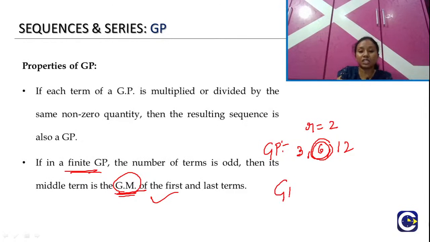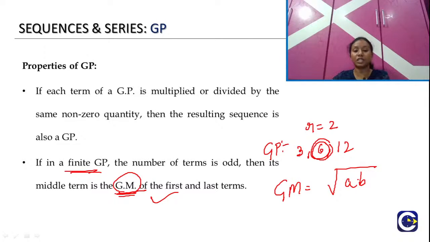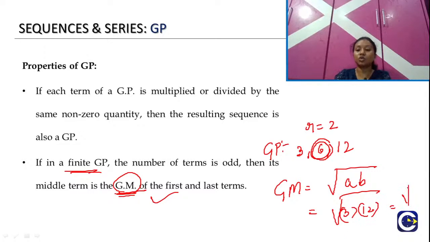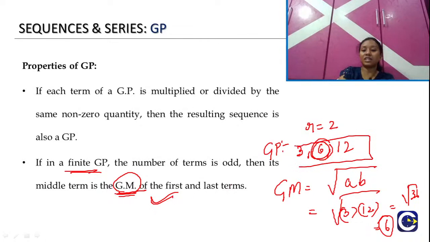So geometric mean here is nothing but root over AB. In arithmetic progression we have seen the arithmetic mean is given by a plus b by 2, whereas for geometric mean it will be root over AB. Here A is 3 and B is 12. So 12 into 3 is 36, and root over 36 is nothing but 6. Right, so according to this property, we can predict it here.